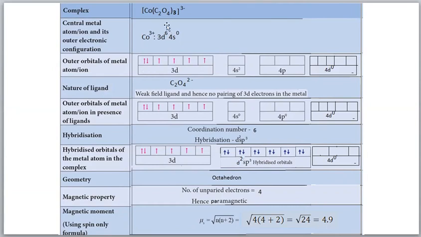Oxalato is a weak ligand, so it cannot force the d electrons to pair up. So as it is, we can write the outer orbitals of the metal ion in the presence of ligand, the same electronic configuration only. Then here coordination number, hybridization. Here coordination number is 6. It is a bidentate ligand, so 2 into 3, so 6. So hybridization: before this, you see coordination number 6, here 6 orbitals we can take. 1, 2, 3, 4, here it is not sufficient. So d orbitals are also drawn here. Here also 2 are needed. So what is the hybridization? sp3d2.